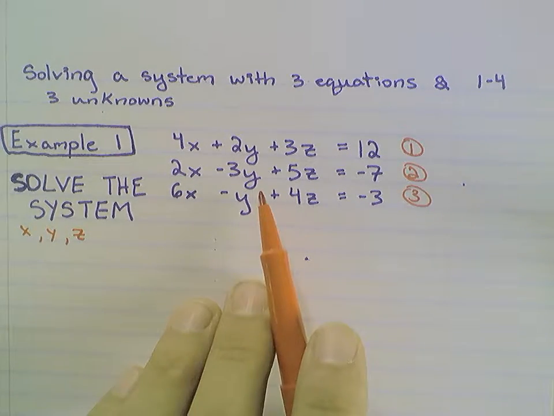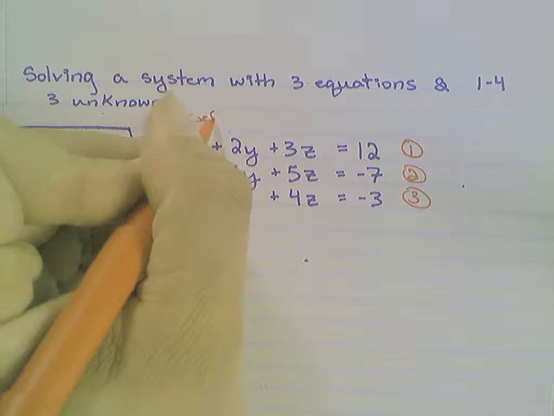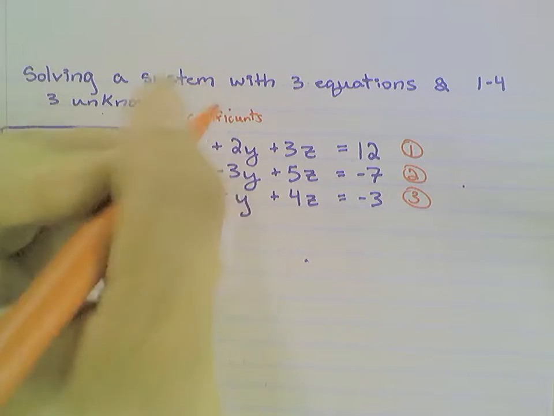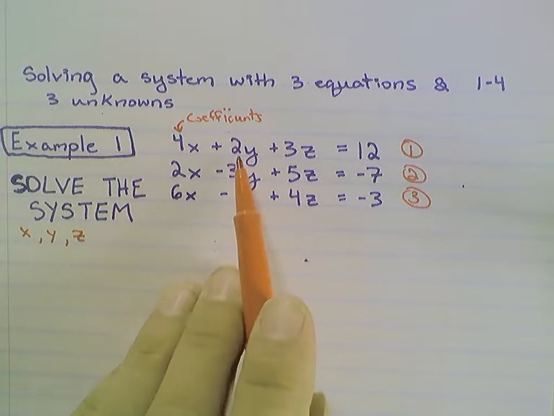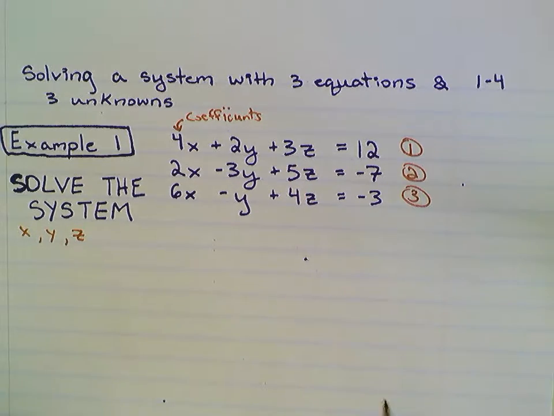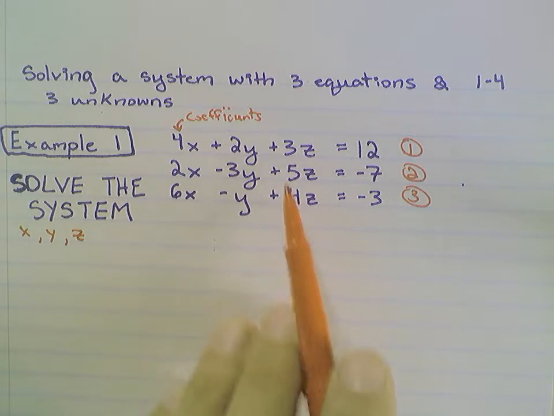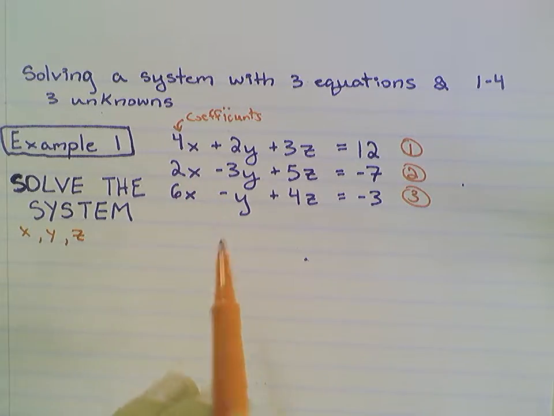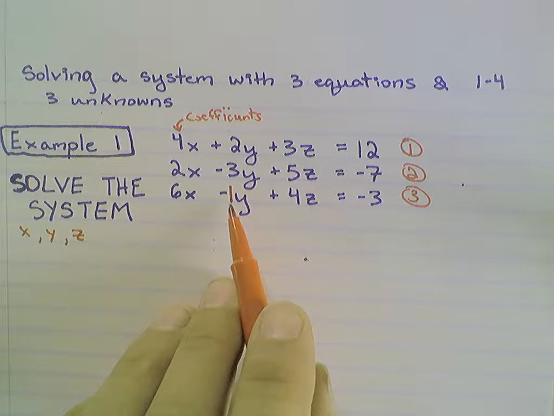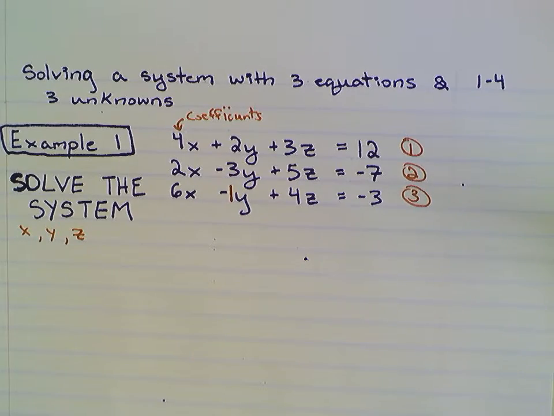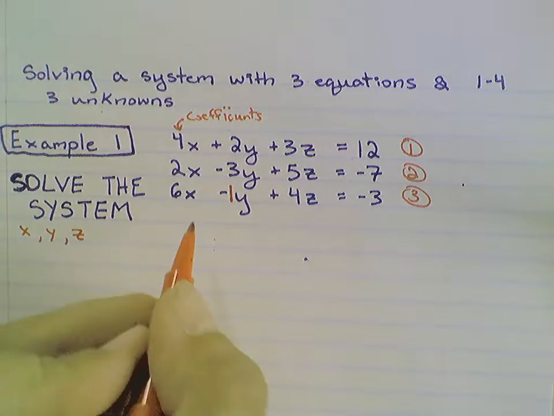The first thing I'm going to do is look at the variables and specifically the coefficients. The coefficients are the numbers in front of the variables. For instance, 4, 2, and 3 are the coefficients of the first equation. I want to look for a coefficient that is the same as in another equation, or I notice the coefficient in front of this y is a -1, which will help me eliminate the y's from the other two equations. So I'm going to use a strategy called elimination.